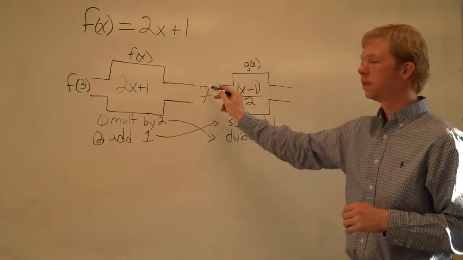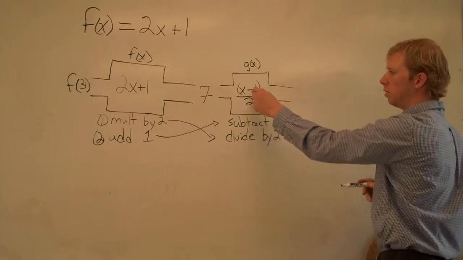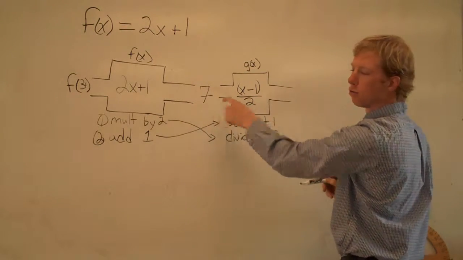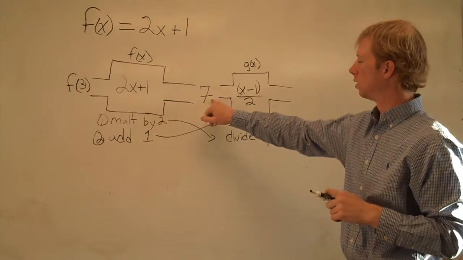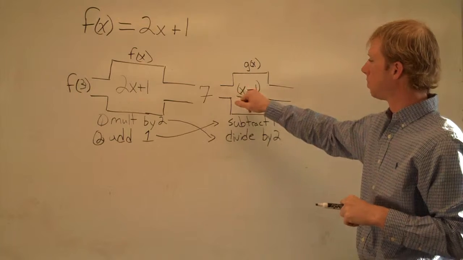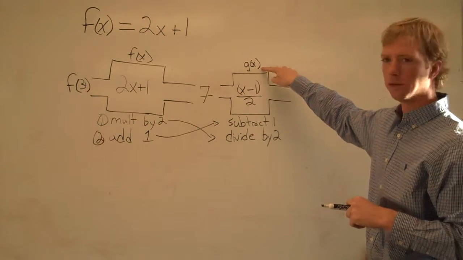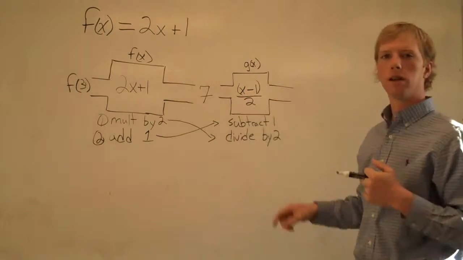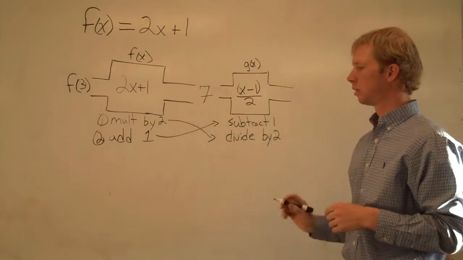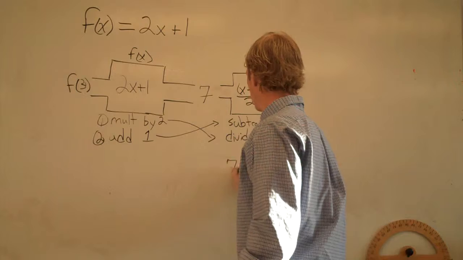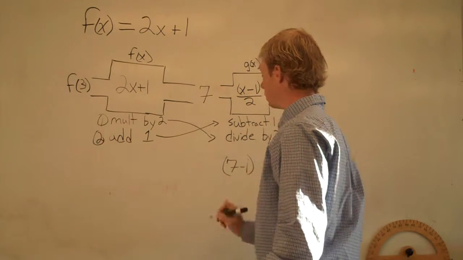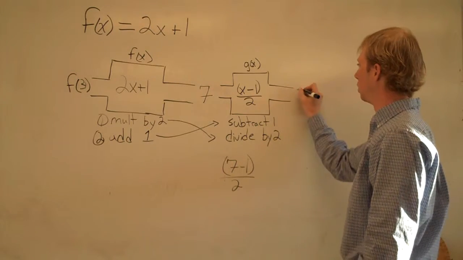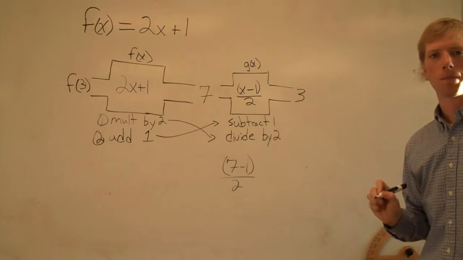Well, what if I take 7 and put it into this function? So we took 3, we got out 7 for the primary function. Now second, we're going to take 7 and put it in for g of x. This box is g of x. Here, 7 minus 1 gives me 6. Six divided by 2 gives me 3.